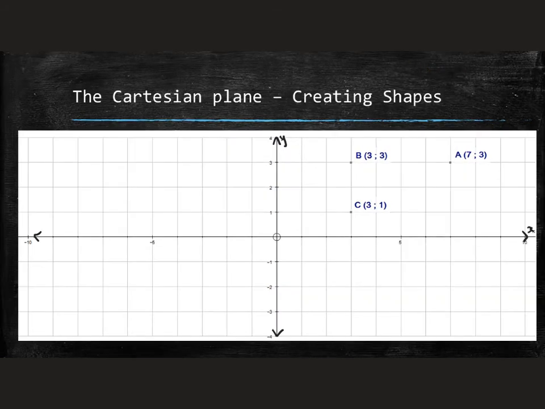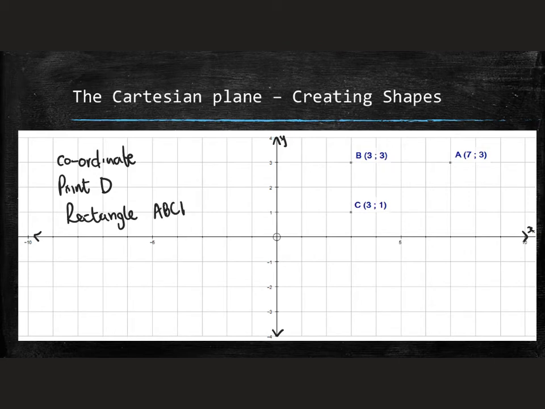Another really cool thing we can do is complete shapes on the Cartesian plane. I would like you to put down where is point D. So what are the coordinates of a point called D that would make a shape that is a rectangle? So where would D have to be for this shape to be a rectangle? And the rectangle would be called A, B, C, D. Pause this video, place your point, and give us a label.